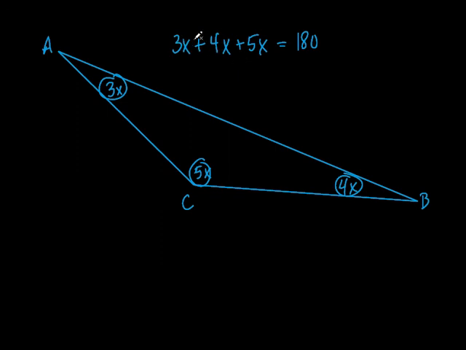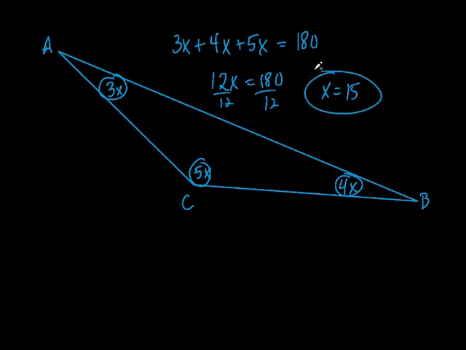So let's add these up. 3 and 4 is 7, and 5 is what? 12? Whoops, got ahead of myself. 12x equals 180. Divide both sides by 12, and what's x equal to? Whatever that is, right? And it's 15. I did the math in the other class, so it's 15.